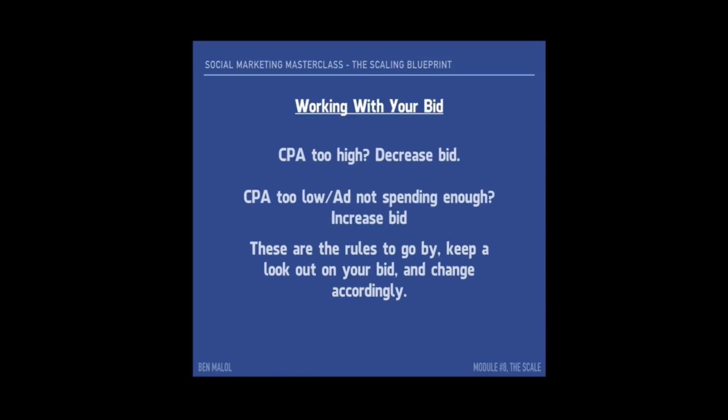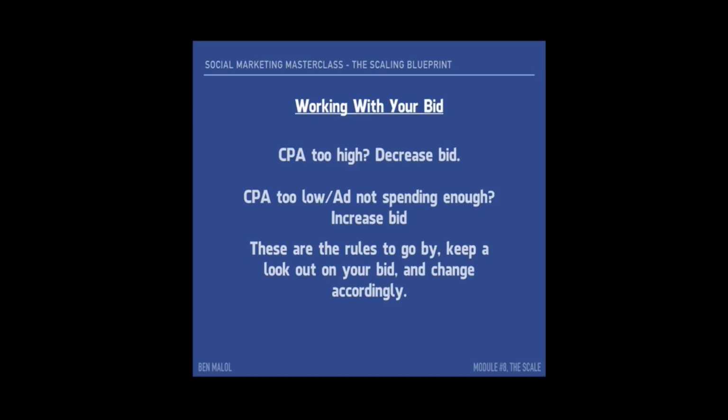So in a nutshell, you have to work with your bid here. These are just the rules. This is how it works. If the cost per action is too high, you decrease the bid. Because if the cost per action is too high, it means that the ad is spending too much money. The only way to make the ad spend less money is to decrease the bid. Okay? This way the ad will spend less money and your CPA will go down. Now, if the CPA is too low or the ad is not spending enough, then you increase the bid. Okay? These are the rules to go by. Keep a lookout on your bid and change accordingly. So, every 24 hours, every 48 hours, look over it, see what's going on, increase, decrease accordingly.